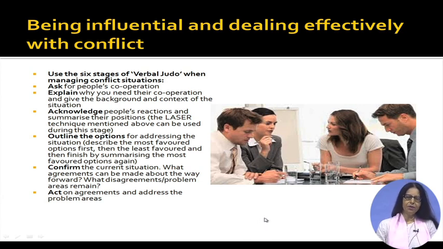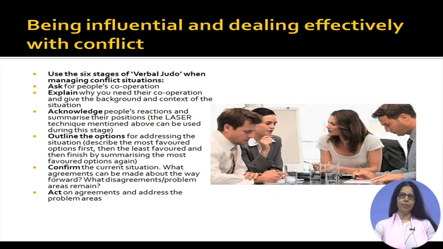First of all, ask for people's cooperation. There is nothing more disarming than a person seeking people's cooperation, because remember, people are meeting to resolve differences. People are coming together as a group in order to cooperate with one another, not to fight with one another. So begin by seeking their cooperation. Explain why we need to get their cooperation. Show them the objectives. Tell them the background and the context of the situation, and tell them why they need to cooperate in order to come to a resolution.